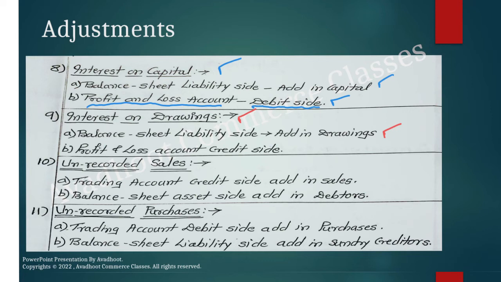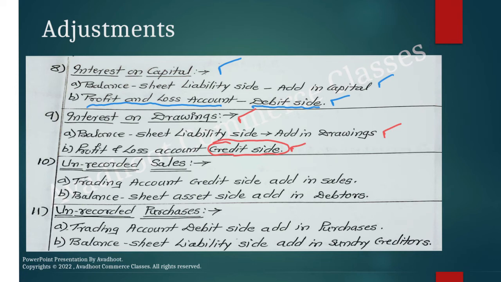Similarly, whenever we are charging interest on drawings, it is our income, and therefore it goes to the profit and loss account credit side. Is it there? Profit and loss account credit side.